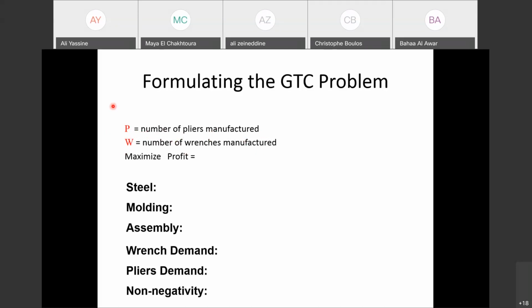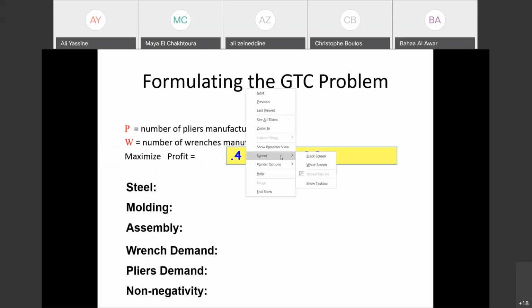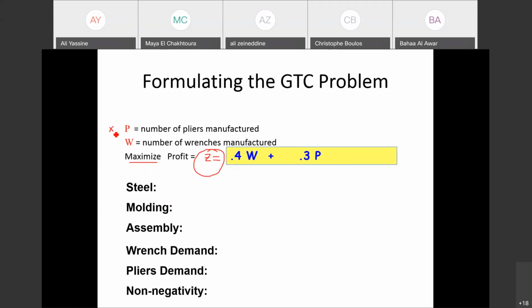Then I use these decision variables to build the objective function. 0.4 W plus 0.3 P, and I'm maximizing, so maximize Z, the letter Z. By convention, I normally use the letter Z for the objective function, maximize Z or minimize Z, which is equal to this. And I normally use X1 and X2 for decision variables, but now I'm using P and W. But after this example, I use X1, X2.